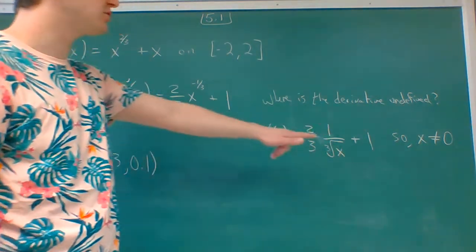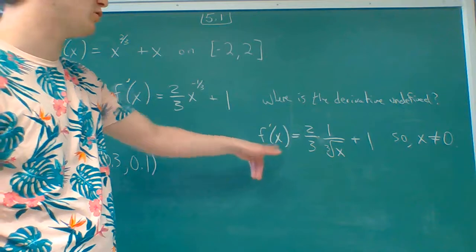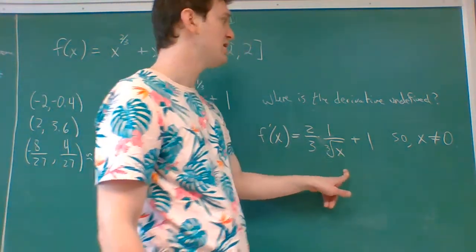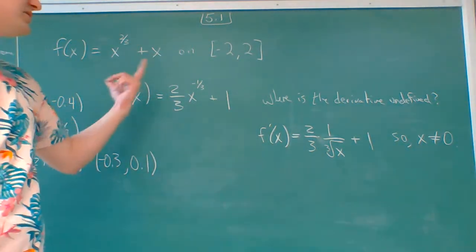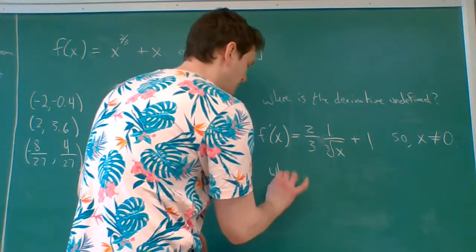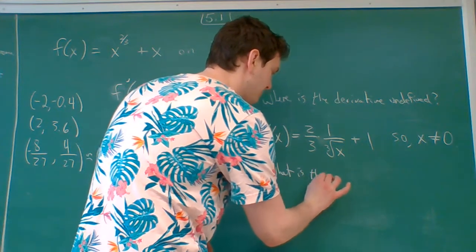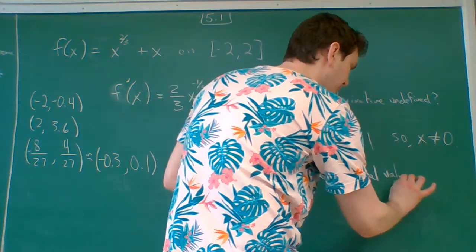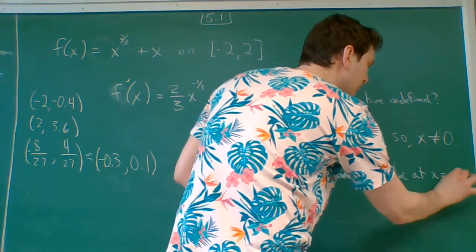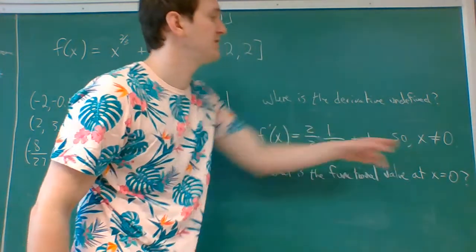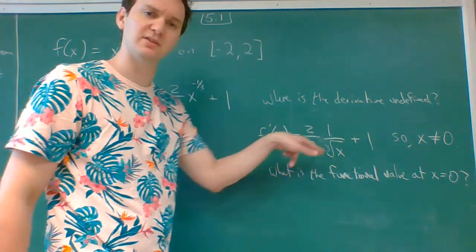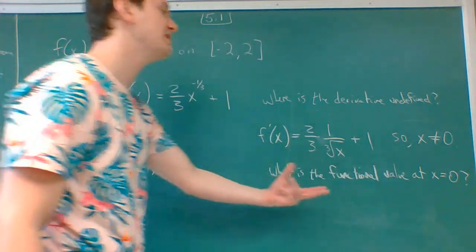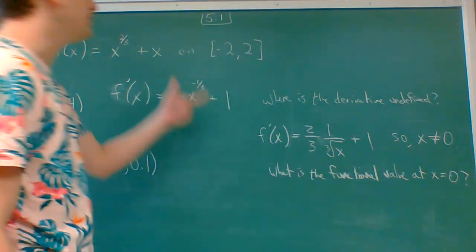What is the functional value at x equals 0? Because this is what I want now. If I know my derivative is undefined there, that means I have a cusp at 0. So let me find what the y value is at that cusp. I'll say, the functional value, the original function. Obviously, I'm not asking you to plug 0 into the derivative because I'm telling you x cannot be 0 in the derivative. But what does 0 give you in the original function?